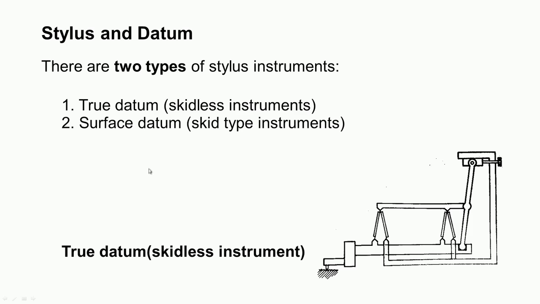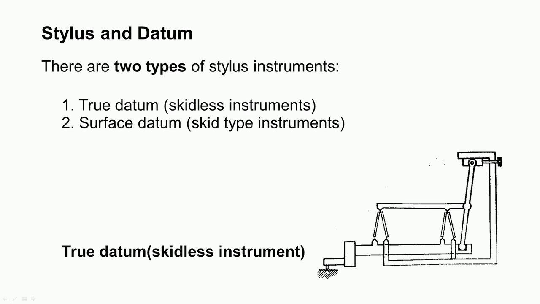And now let us study the stylus and datum. There are two types of stylus instruments. One with a true datum, which we call a skidless instrument, and another with a surface datum, wherein some skid is provided to establish the reference. Now, this picture shows a true datum or skidless instrument.